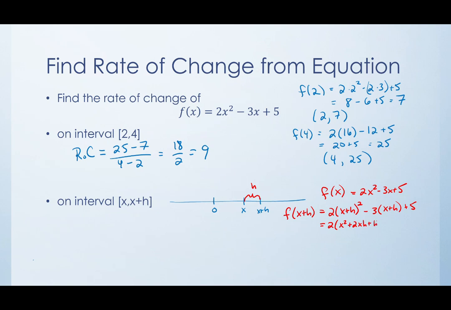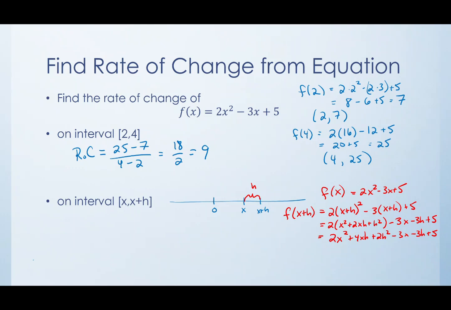So that is going to be x plus h squared. We've got 2x squared plus 2xh plus h squared. I'm going to go ahead and distribute the minus 3, so minus 3x minus 3h plus 5. So we've got 2x squared plus 4xh plus 2h squared minus 3x minus 3h plus 5. That is a mess, but it's necessary.